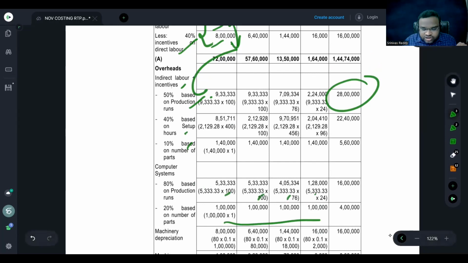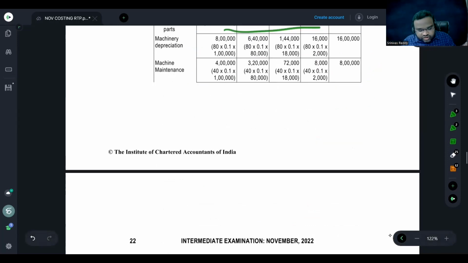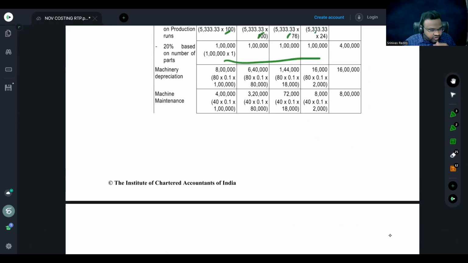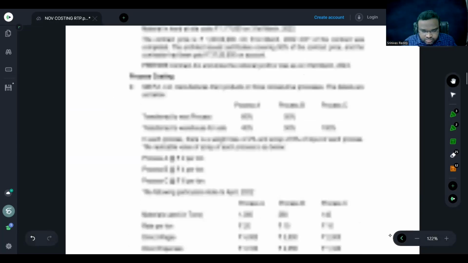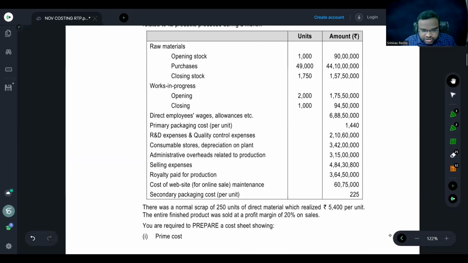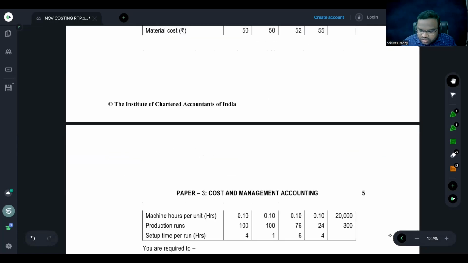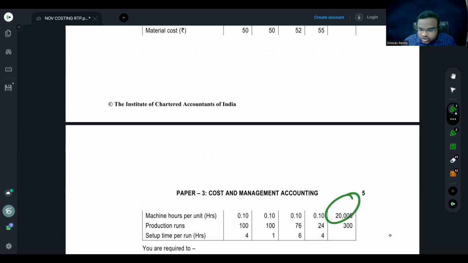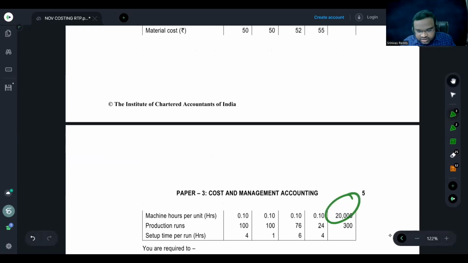Next one. Machinery depreciation, machine maintenance, and energy for machinery. All these based on number of hours. Total how many hours we have? 20,000 machine hours. Correct? So based on this 20,000 machine hours, you would be allocating the remaining three indirect costs. Clear?